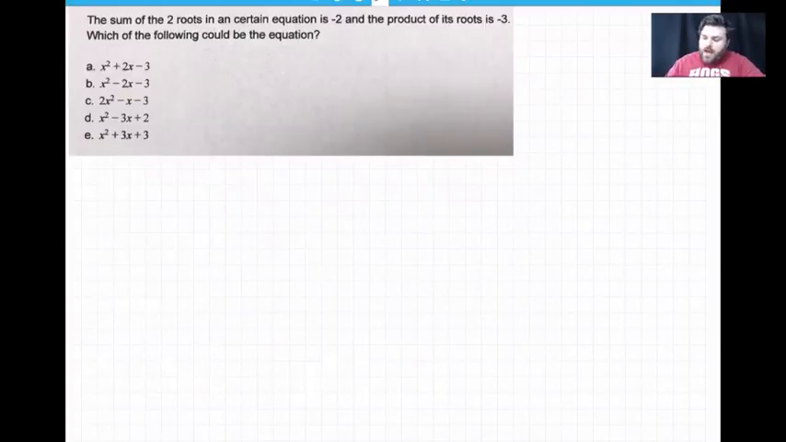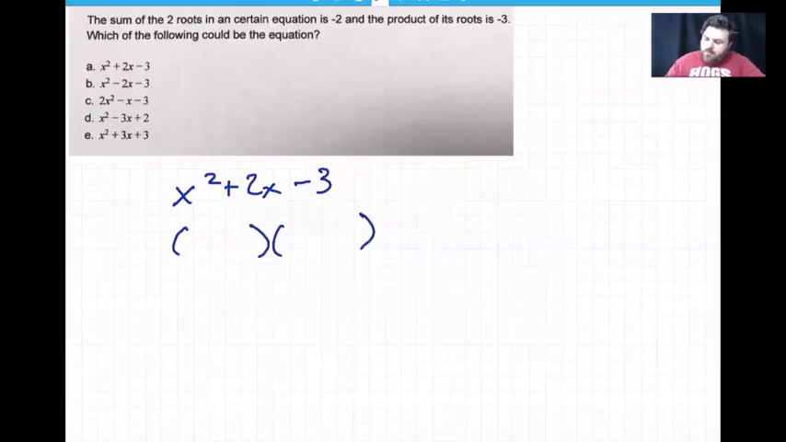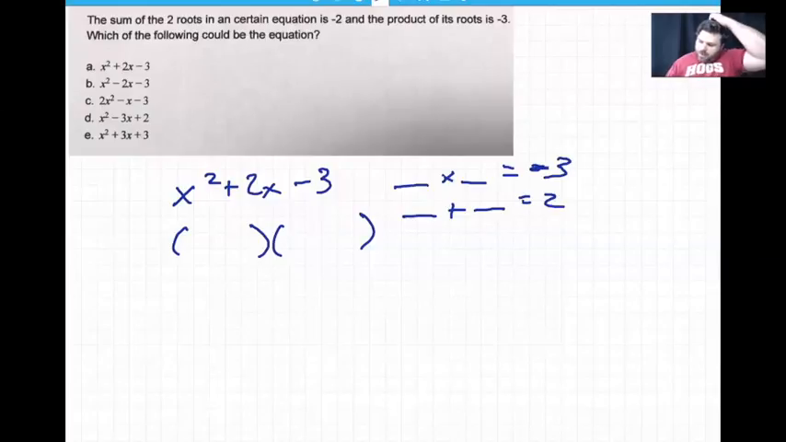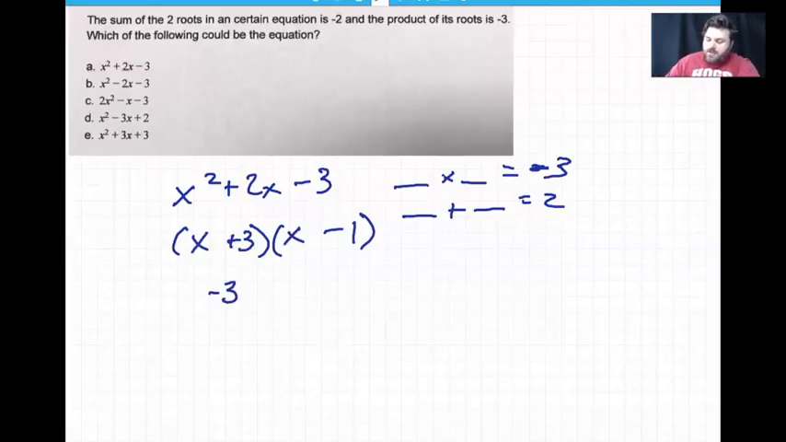Looking for numbers like in A, if we have x squared plus 2x minus 3, we could look at the factorization of this thing. Numbers that multiply to be -3 and add to equal 2. That'd be +3 and -1. So we have (x plus 3)(x minus 1). If I set each factor equal to 0, I see that -3 is a solution and +1 is a solution.